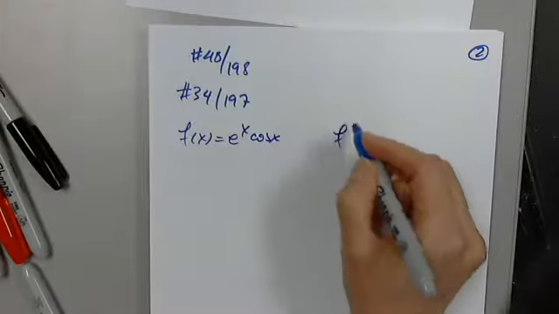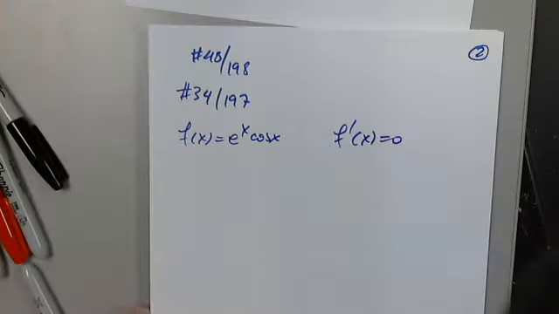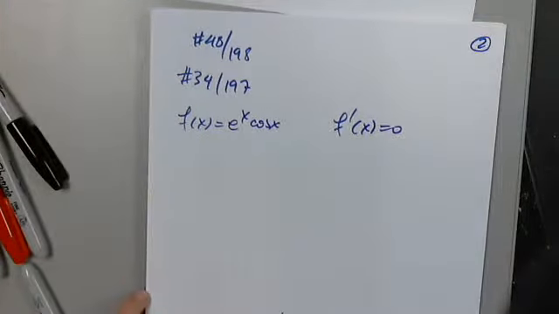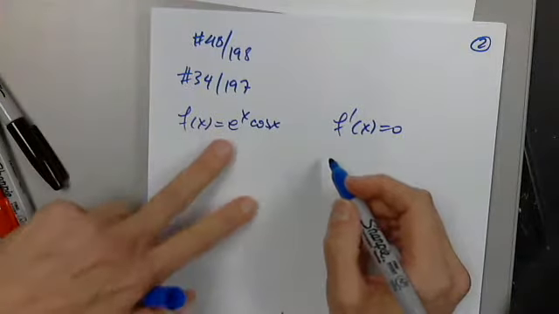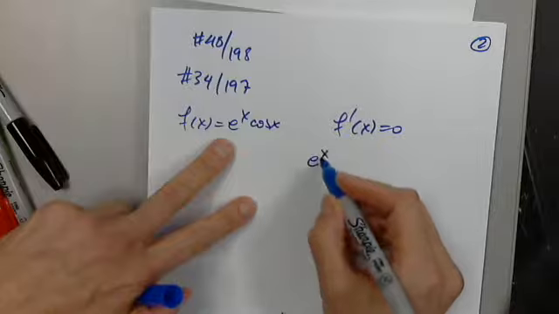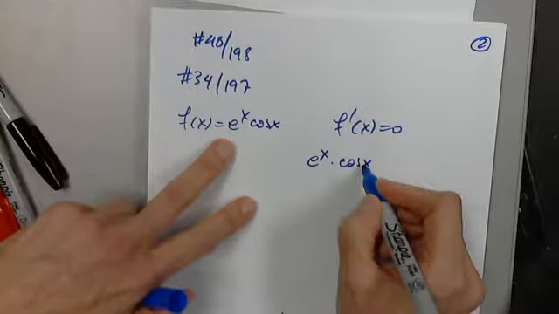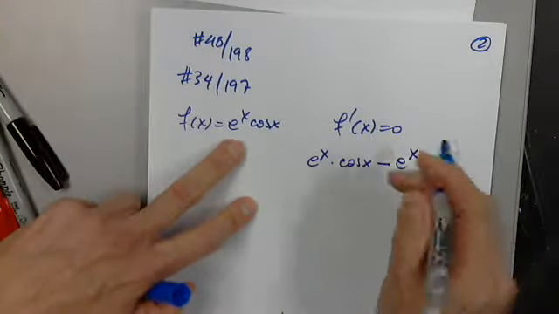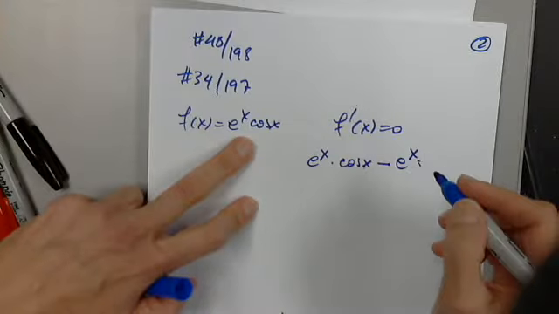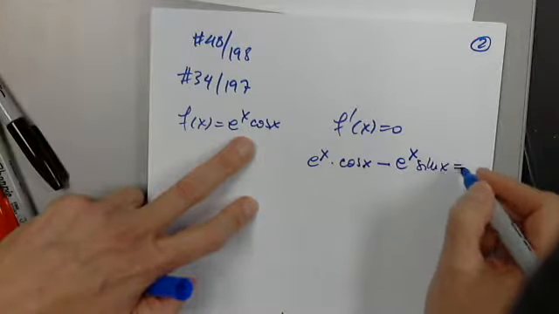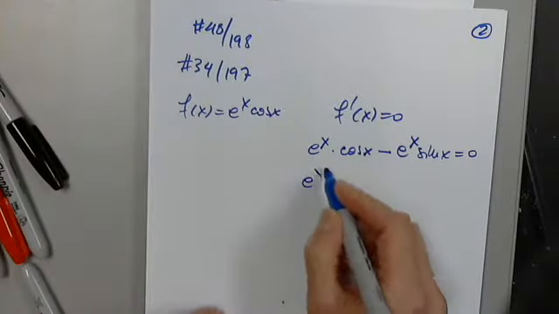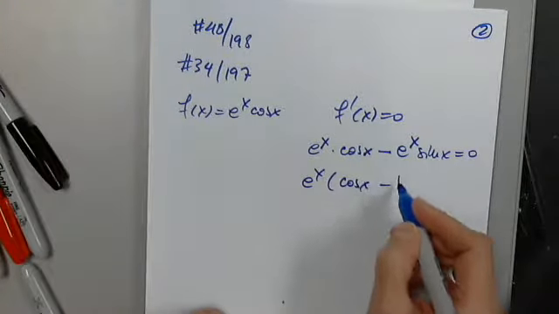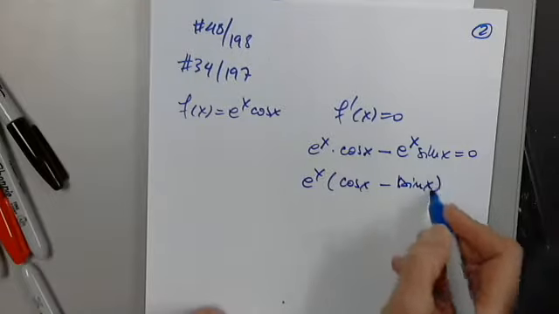Horizontal tangent means f prime equals 0. So f prime is e to the x prime, which is e to the x, times cosine x, and minus e to the x times sine x, because cosine prime is negative sine, equals 0. I will factor out e to the x, and then cosine x minus sine x equals 0.